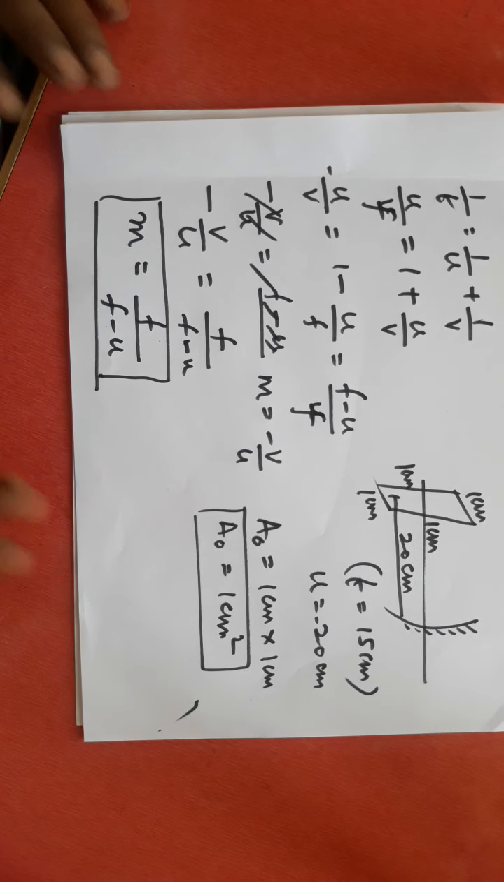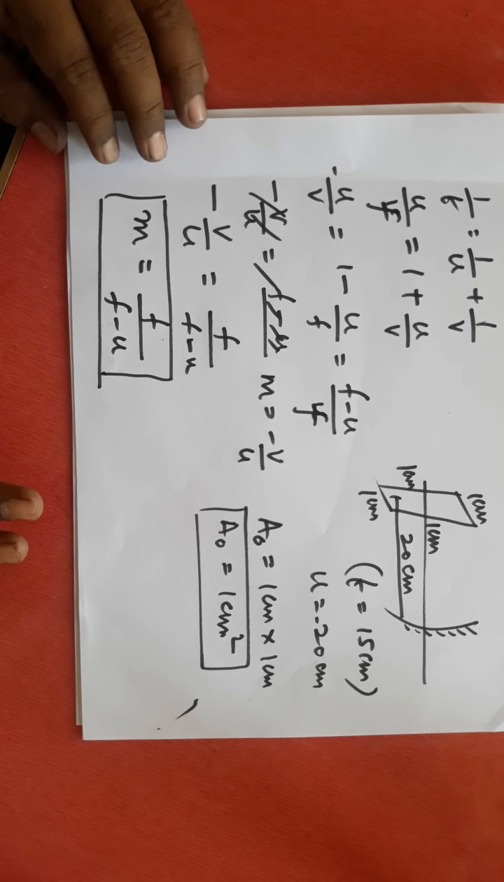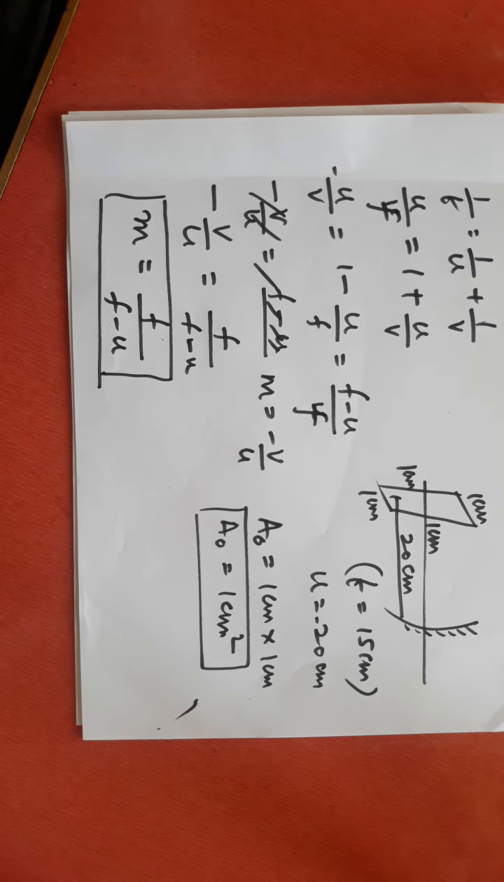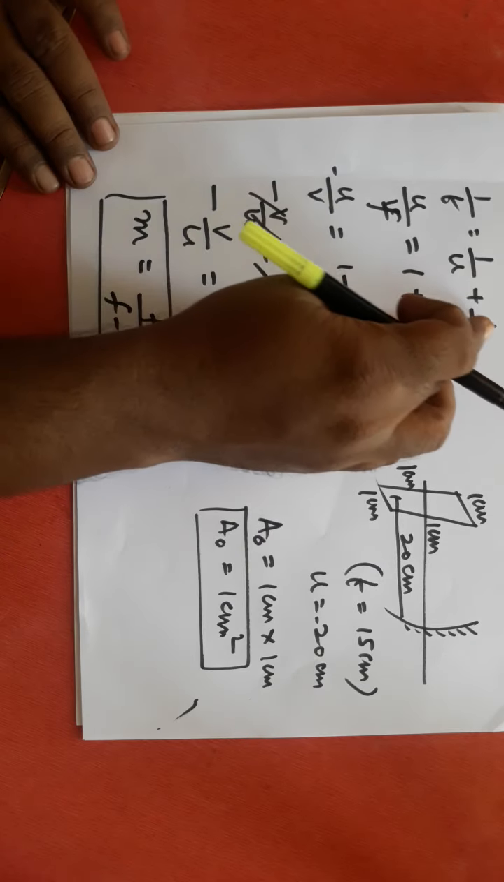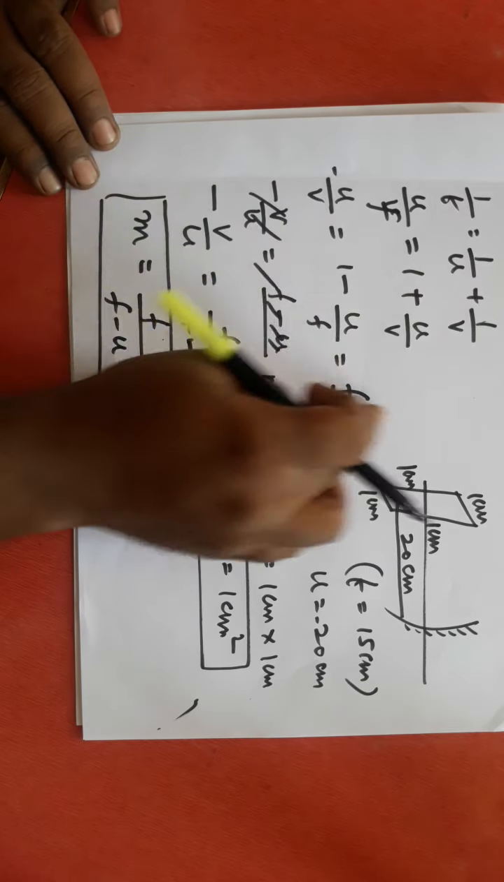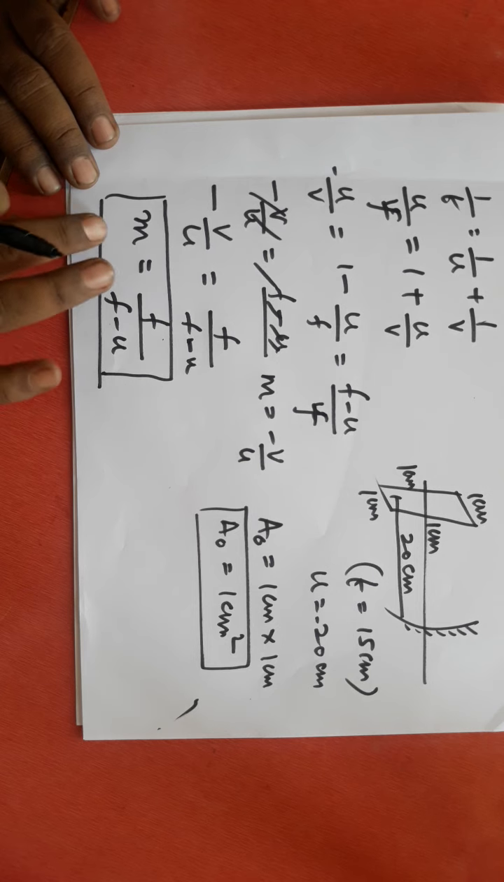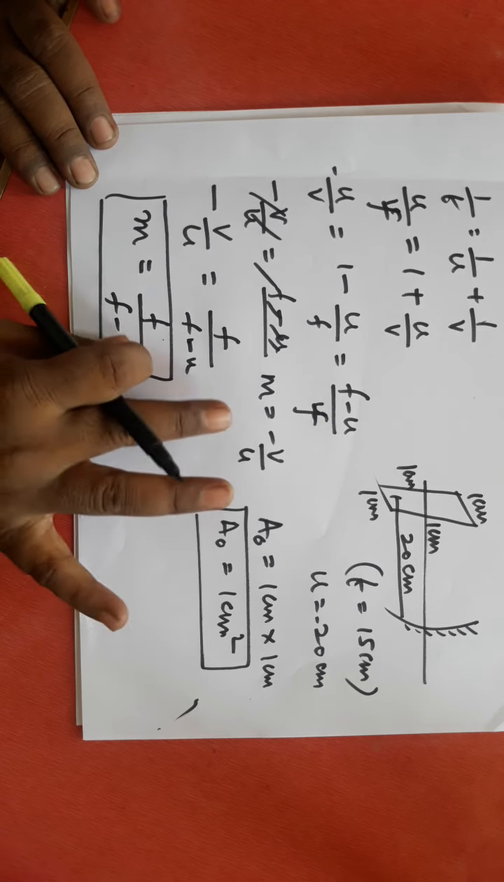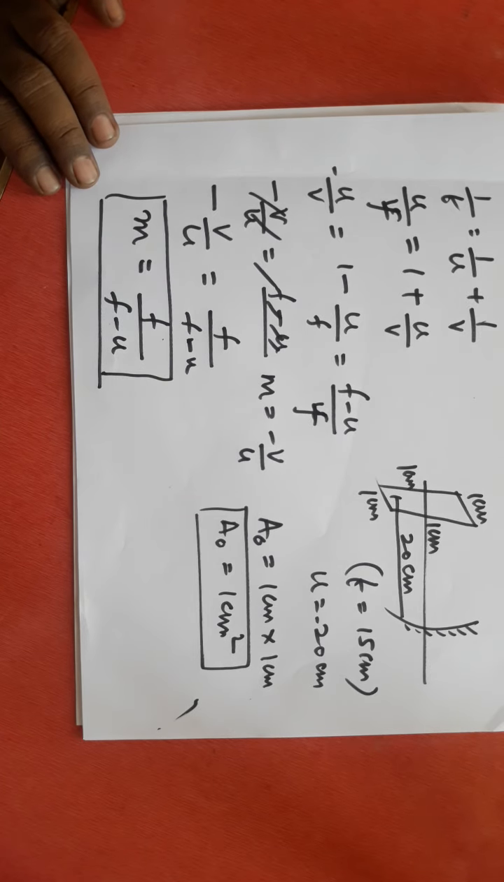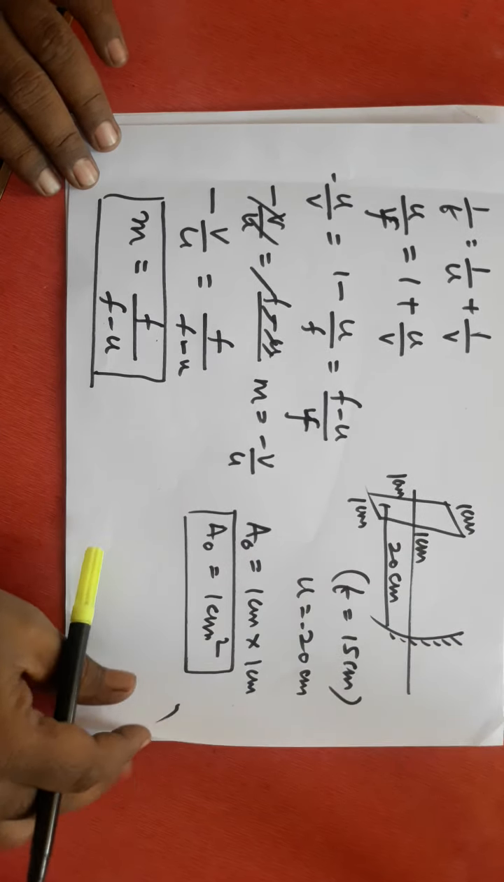Followed this? I did not use any sign convention. Make it clear that still I did not use any sign convention. Just I multiplied this equation by u and I expressed linear magnification in terms of f and u. Is it clear?